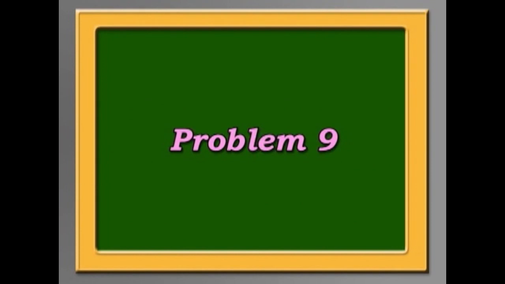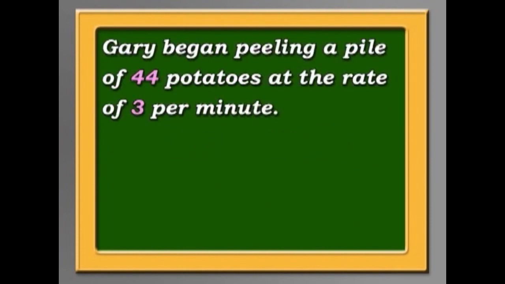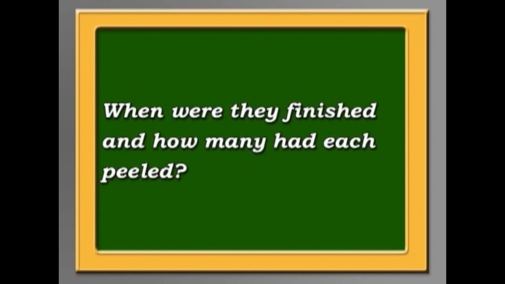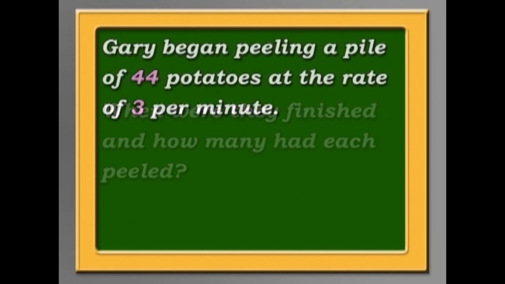Problem number 9. Gary began peeling a pile of 44 potatoes at the rate of 3 per minute. 4 minutes later, Gillian joined him and peeled at the rate of 5 potatoes per minute. When were they finished, and how many had each peeled? Looks complicated? Not at all.